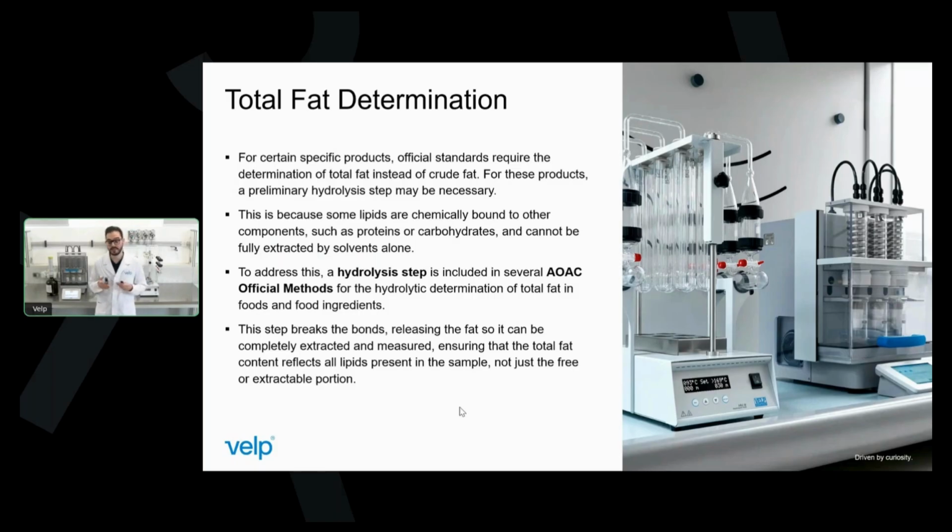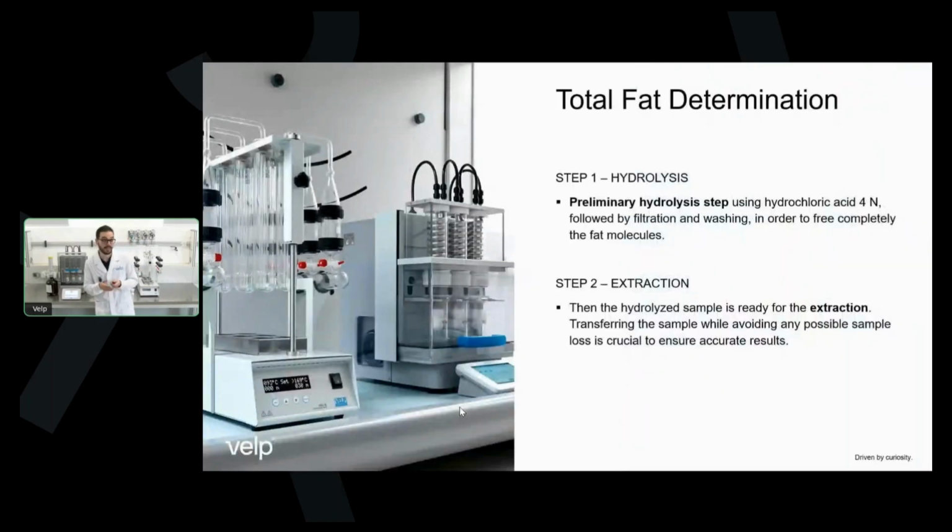Several AOAC official methods require a hydrolytic process before the extraction, and after the extraction we quantify the extracted matter in the same way as the direct extraction. So the total fat determination is composed of these two steps.